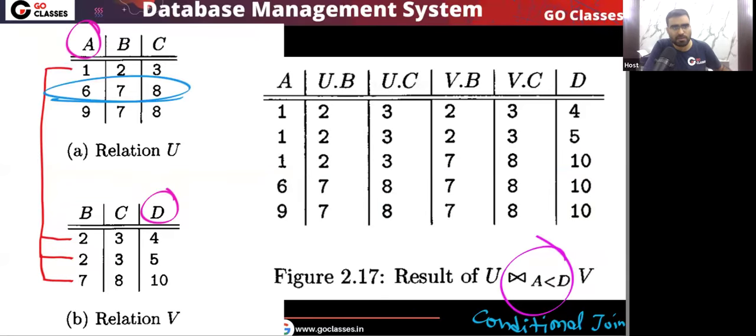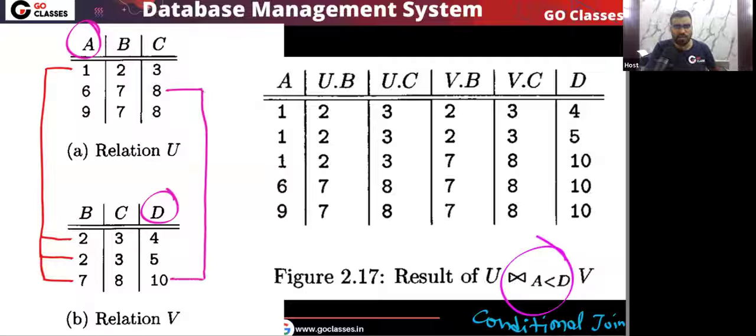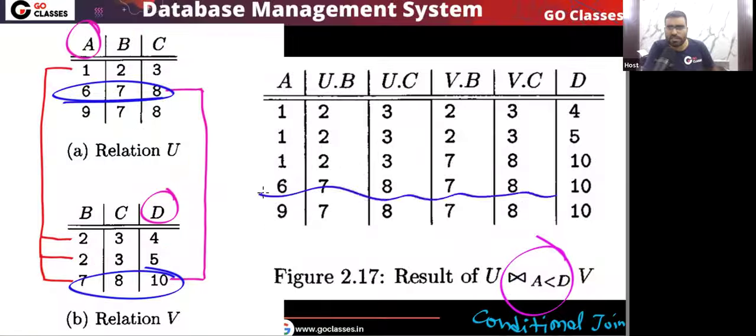What about this next tuple? This will pair with whom? Remember, condition is A less than D. So 6 is less than whom? You can see that 6 is less than D. So 6 is only less than 10. So this will pair with this one. Okay, yes or no? You can see that 6, 7, 8, 7, 8, 10.